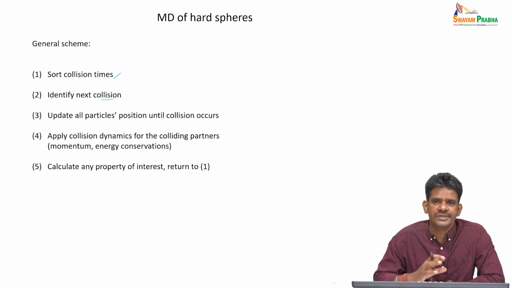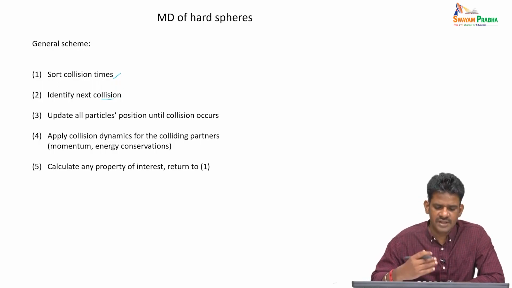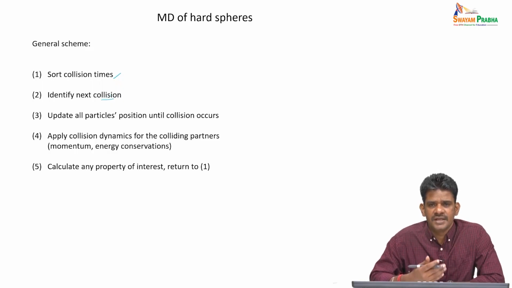And between those collisions, all the other particles which are not undergoing collisions would have traveled some distance with their respective velocities. And then MD for hard spheres basically means conducting many such collisions and advancing the system in time.